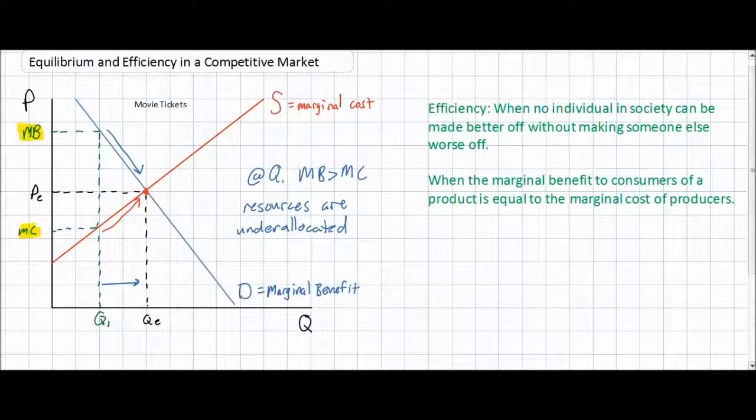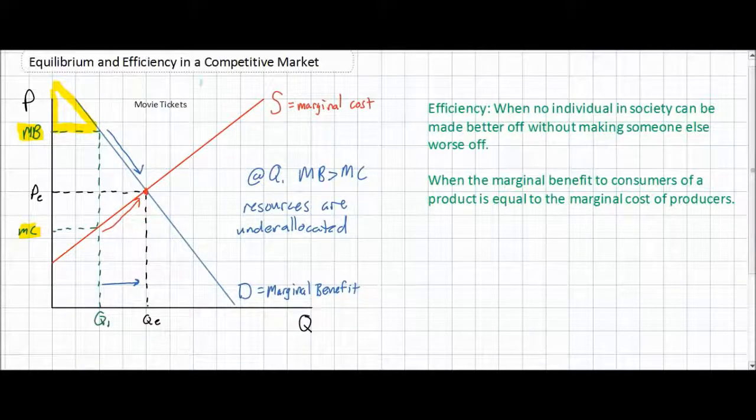Another way to analyze the inefficiency that exists at a quantity of Q1 is to examine the effects that it has on consumer and producer surplus. As we said, efficiency exists when no individual in society can be made better off without making someone else worse off. So what happens if the quantity of QE actually decreases to Q1? We can see the consumer surplus would clearly be lower. The yellow triangle here represents the area of consumer surplus at Q1.